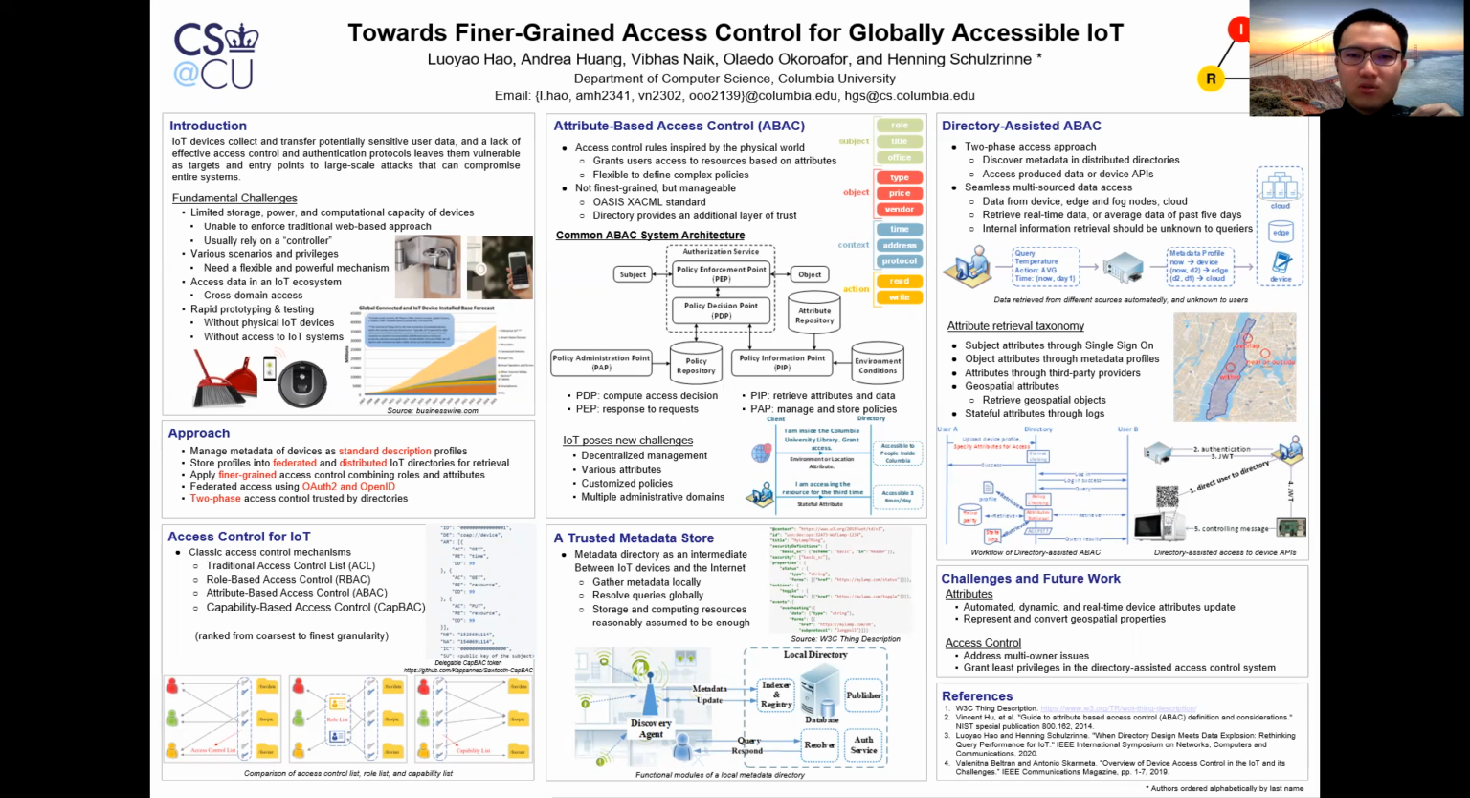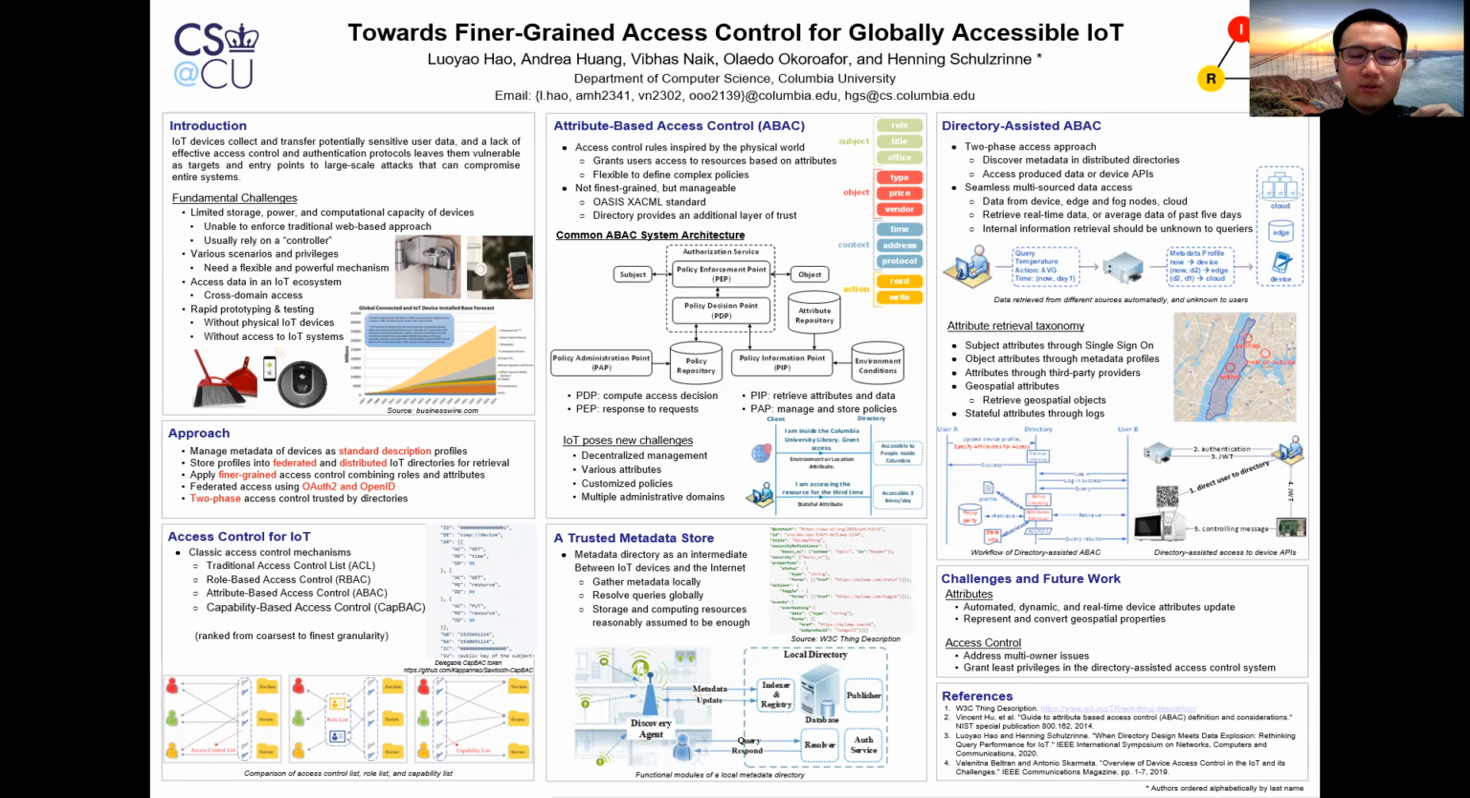So we now have a two-phased approach. First, we access metadata profiles from distributed directories. Then we access the device APIs or the database. If the data are multi-sourced, for example, a device can host historical data on the cloud and some real-time data on itself on the controller, the directory can actually act as a proxy. So the information retrieval process is unknown to the outside user.